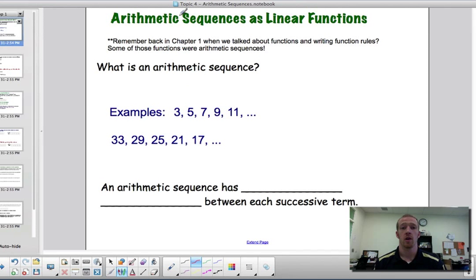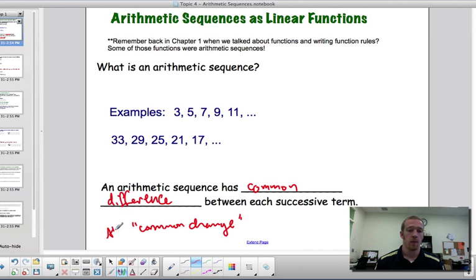Alright guys, so this is topic 4, very similar to a topic that we did in chapter 1. This is not arithmetic sequences, it's actually arithmetic sequences, is how that's pronounced. So basically we're going to talk about a sequence of numbers where the numbers change by the same amount each time. So an arithmetic sequence has a common difference, or I like to refer to it as a common change.